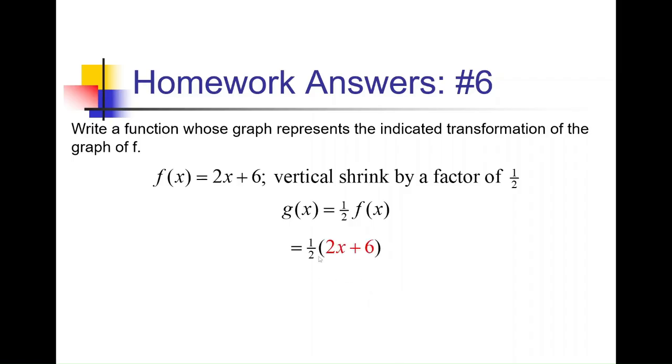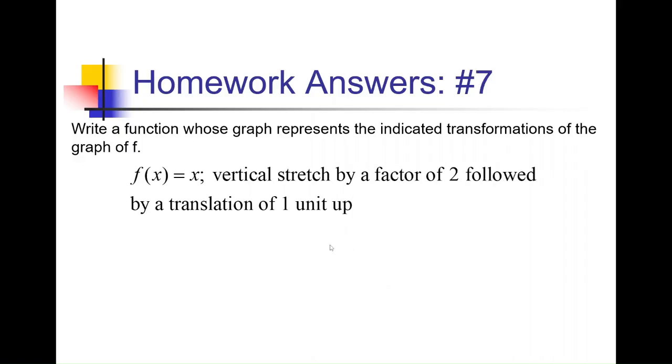And at this point I can distribute to simplify a little bit. So half of 2x is x, and then half of 6 gives me a positive 3. For this problem, I have two transformations going on. A vertical stretch by a factor of 2, followed by a translation of 1 unit up.